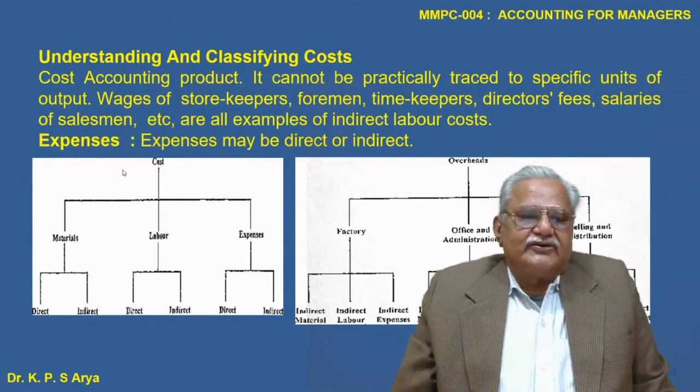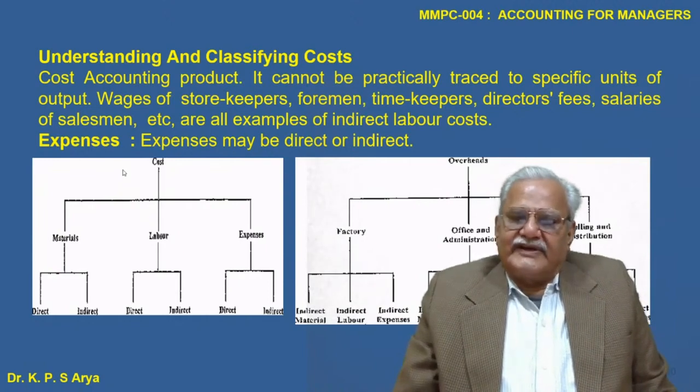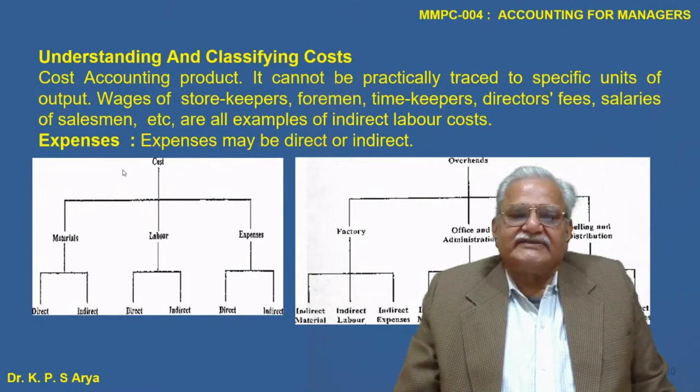There is a chart: cost, material, labor, expenses. Material is direct and indirect, labor is also direct and indirect, and expenses are also direct and indirect. Then overheads: factory overheads, office and administration overheads, selling and distribution overheads. All these three have indirect material, indirect labor, and indirect expenses.